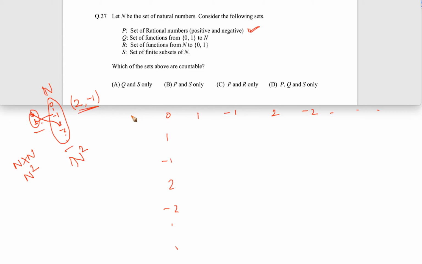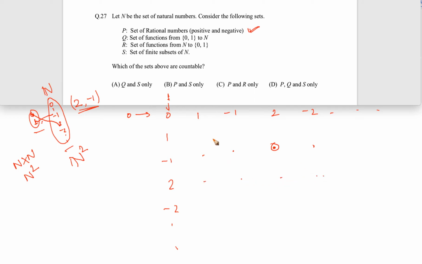So if you say 0 is mapping here and 1 is mapping here, this (2, -1), you can put a point here, right? That's what I'm talking about. So in that sense you can understand that every function can be mapped to a particular dot in this matrix.